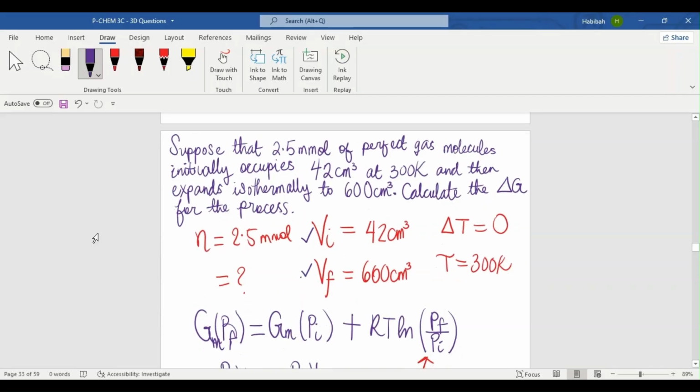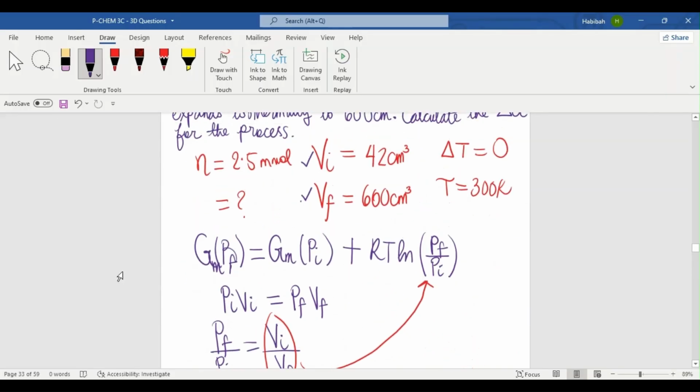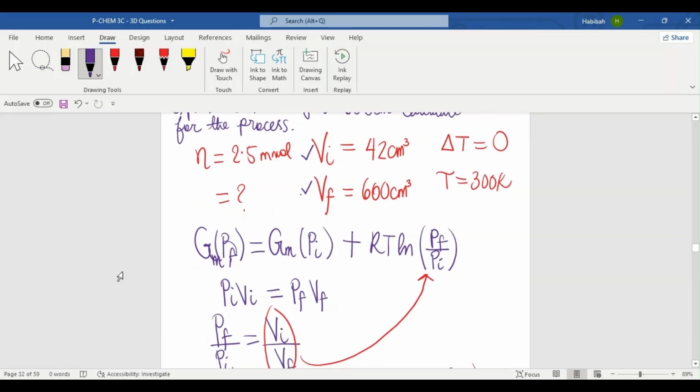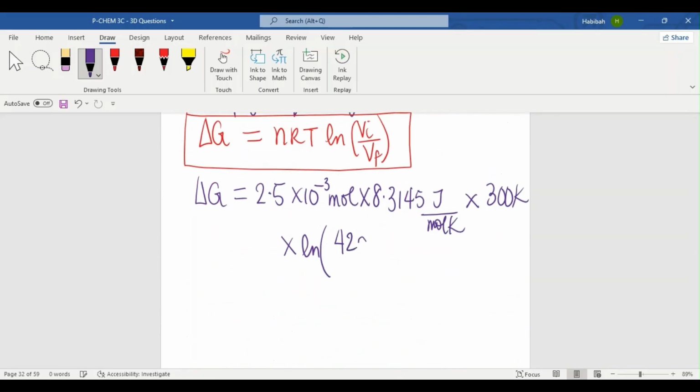Going back to our question, we see our temperature is 300 Kelvin. So 300 Kelvin times ln of V initial, which we know to be 42 centimeter cubed, and V final, which we know to be 600 centimeter cubed. So 42 centimeter cubed divided by 600 centimeter cubed. Of course, we cancel out the mole, the Kelvin, and the centimeter cubed.